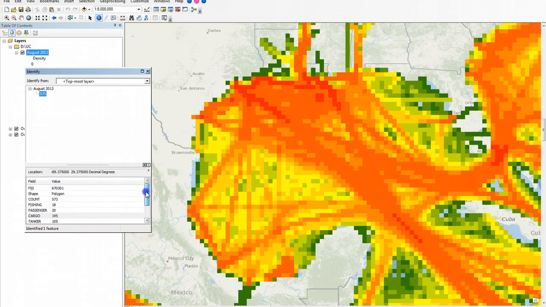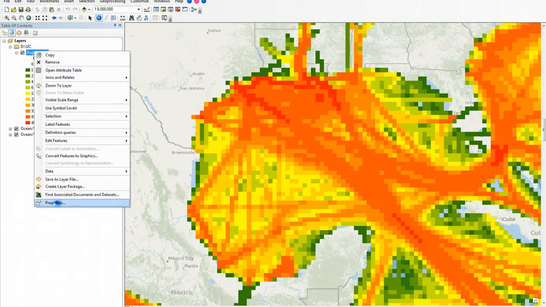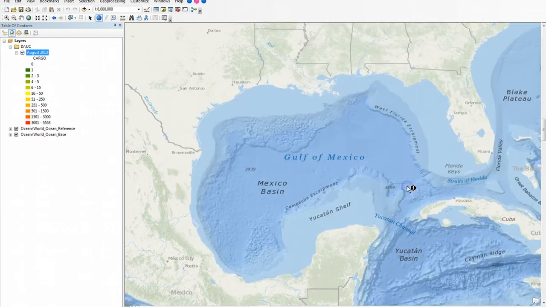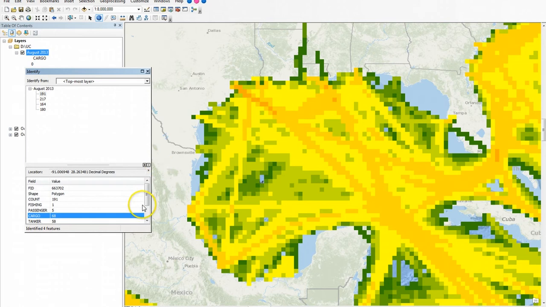Now, if we want to review the map density by a subset of particular vessels, we can easily change the visual properties of the map to show cargo vessel density, for example. As we select any individual cell, we can see that we don't remove the counts of the other vessels, but purely change how the information is represented on the map, such that the highest level of cargo vessel density appear in the dark orange colors.